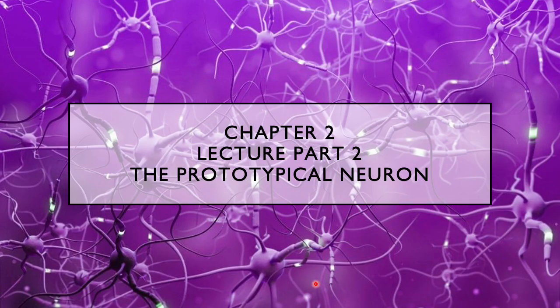So now this brings us to chapter 2, part 2, where we're going to discuss the structure of the prototypical neuron and neuronal morphology.